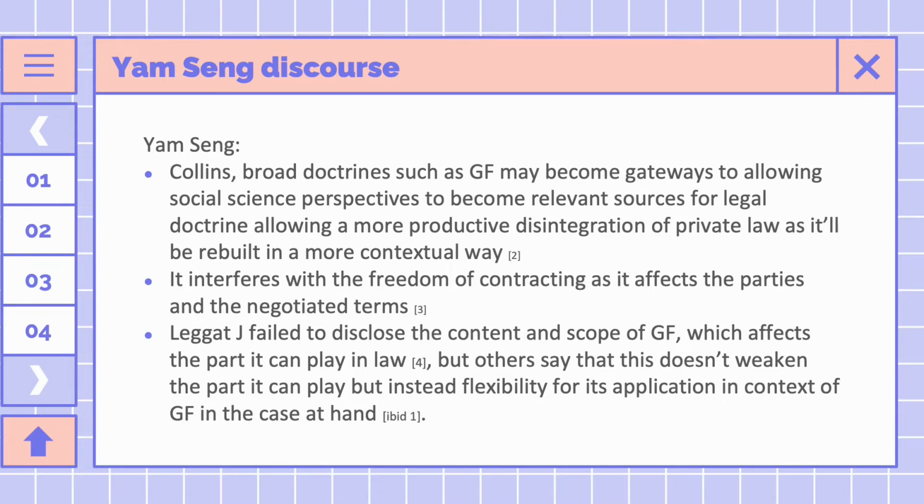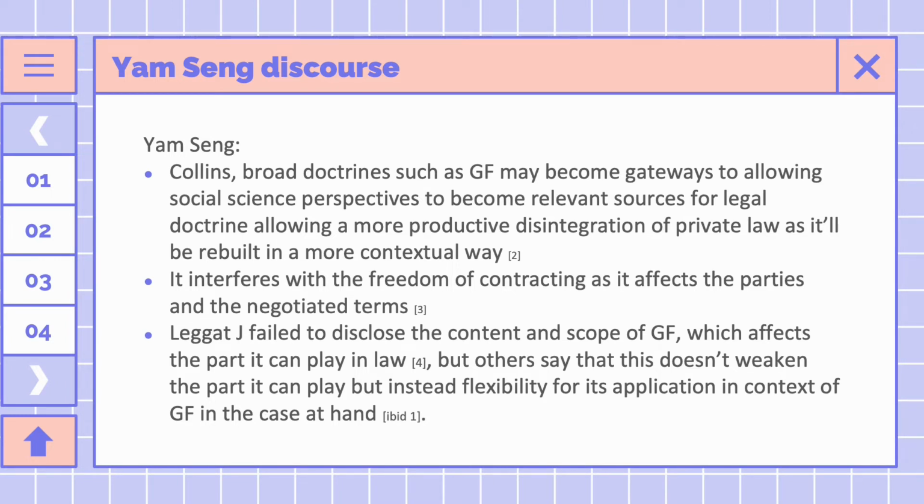However, on the other side, academics argued that the Yam Seng judgment, when applied, this application of good faith will interfere with the freedoms of contracting, because it affects the parties and the negotiated terms, because it forces the contract to behave in a particular way in order to provide these open and fair dealings.